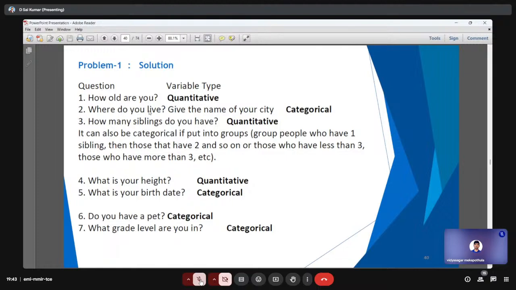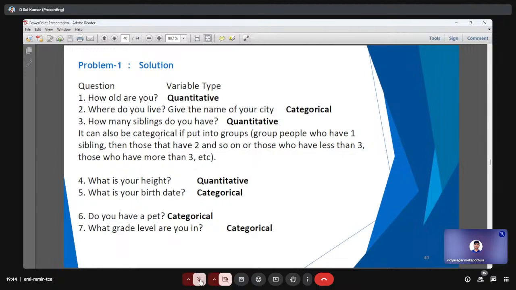Where do you live? Give the name of the city. That is categorical, because we specify only those cities that are known, from some list of cities. And how many siblings do you have? It is quantitative, but sometimes it is also categorical if we put them into groups, for example, a person with one sibling, or a person with two siblings, and so on. In such a case it is treated as categorical.